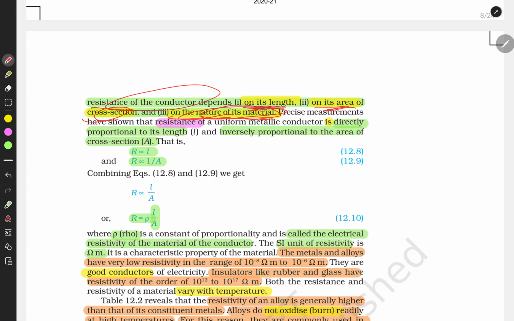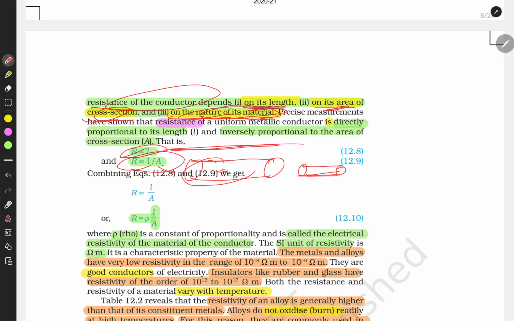The resistance is directly proportional to length: the more the length, the more the resistance. The area of cross section is inversely proportional. This is about the length, and this is about the cross section. The more the area of cross section, the thickness, the lower the resistance. Here the cross section is high, so resistance will be low. Here the cross section area is comparatively low, so resistance will be high.